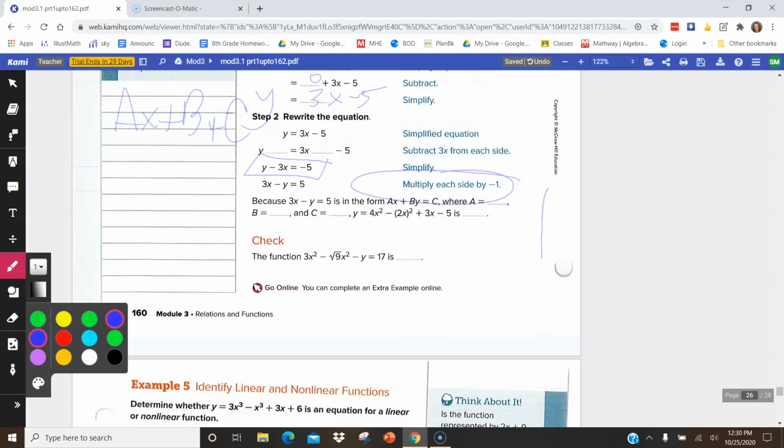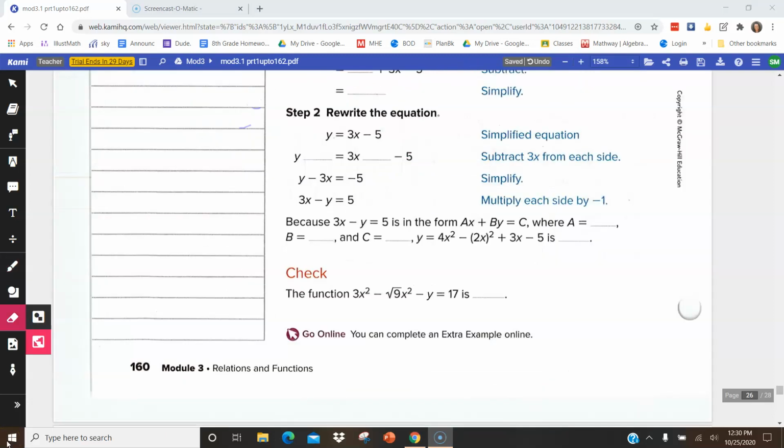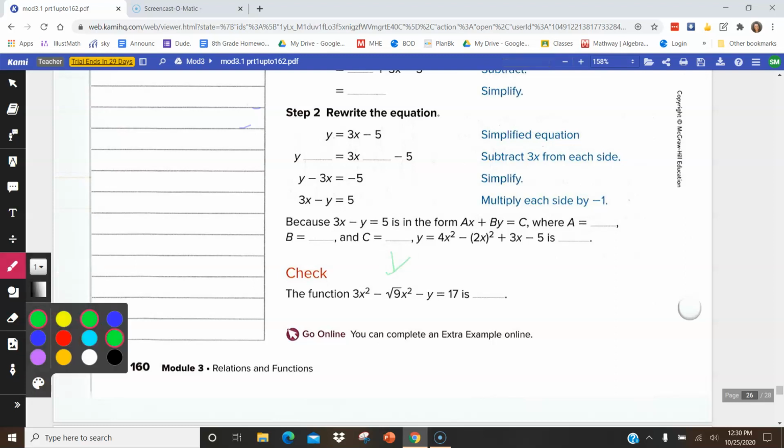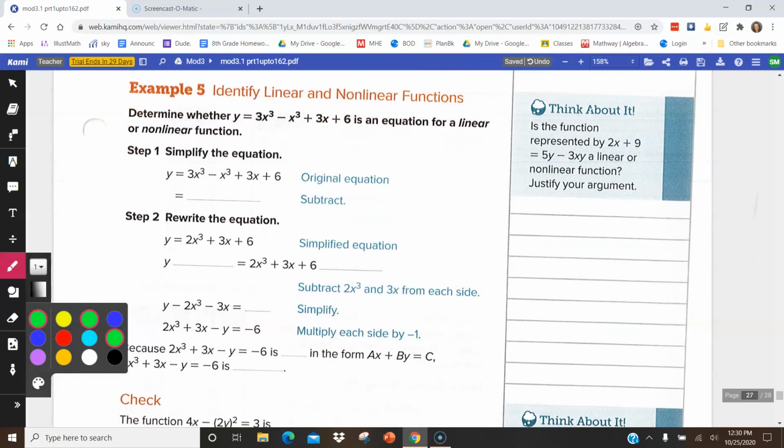Now, ooh, this looks fun. Let's do this check here. And I want you to do that check on your own. Be especially careful about this guy right there. Okay, we'll do that in class. We'll check that in class.